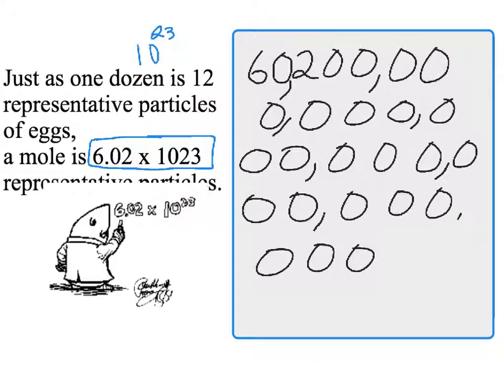So I went ahead and wrote out what a mole actually looks like. So 6.02 times 10 to the 23, this number right here is what it actually looks like. And it's really, really large. And again, that's because we're trying to represent something that is incredibly tiny and we have a huge amount of.